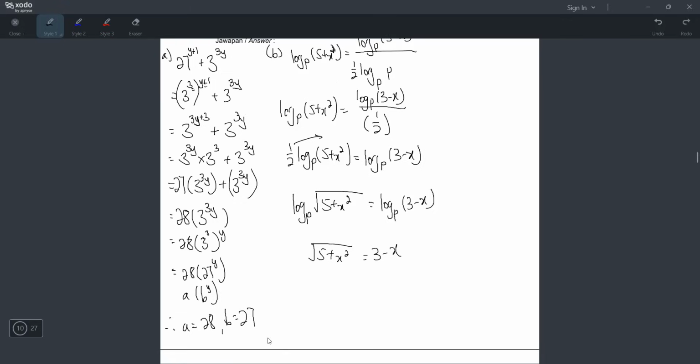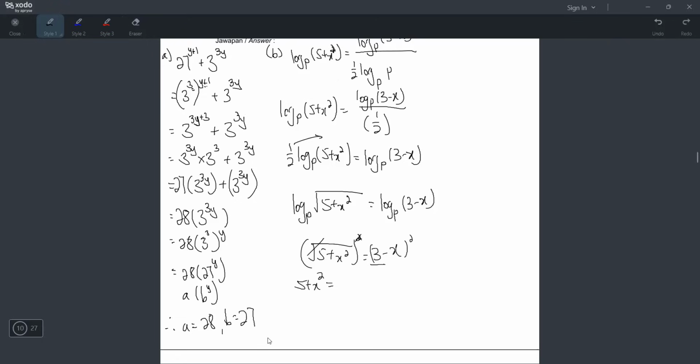Okay, how to find x now? I think I'll remove the square root first. So how to get rid of the square root is I will square both sides, right? Square here, square here. And the reason I'm doing this is because I want to get rid of the square root. So what happens when I square this side? The square root and the square will cancel each other, so you're left with 5 plus x squared. But for this one, you have to expand.